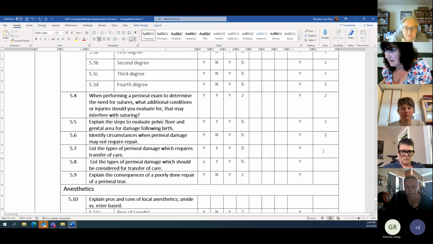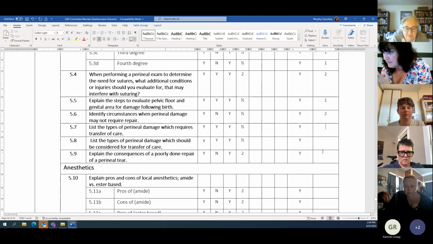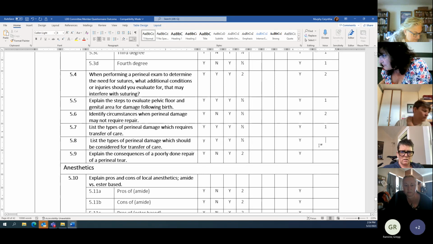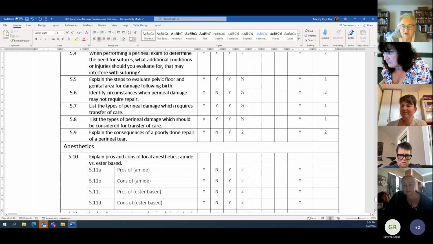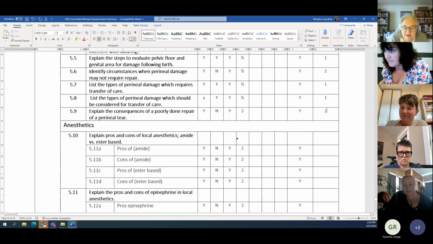2. Okay, list the types of perineal damage which requires transfer of care. 1. 1. Okay. List the types of perineal damage which should be considered for transfer of care. 1. 1. Okay, explain the consequences of a poorly done repair of a perineal tear. 2. You've destroyed her sex life forever. It's all your fault. So guilt is one of the consequences.